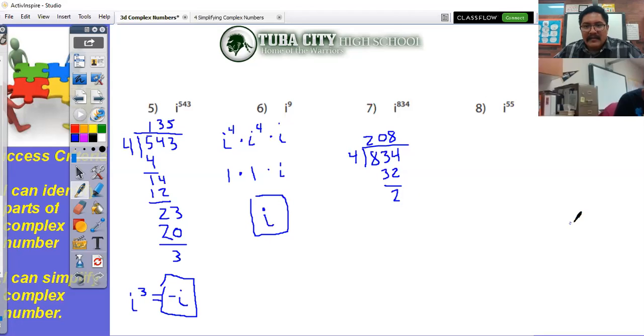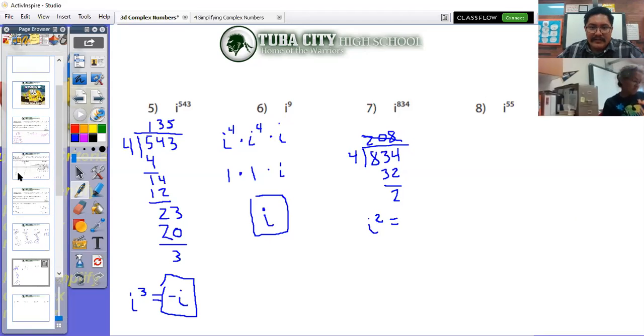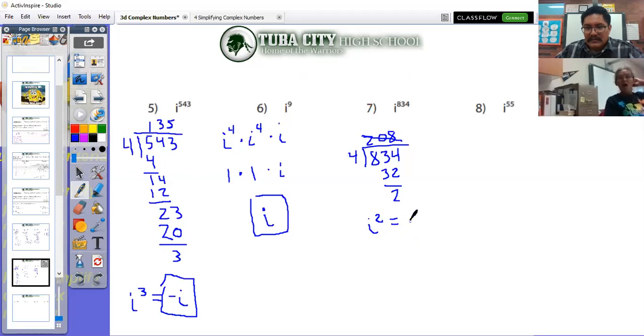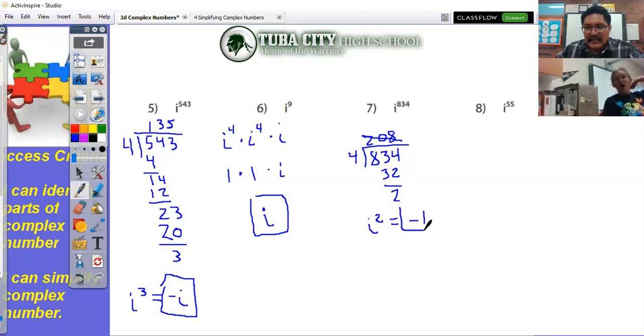Subtract that. And again, it's 208, but we're really focused on the remainder. That's the part that it becomes equivalent to. So in this case, I get i squared, which is going to be, and again, if you're not sure, always go back to the chart. i squared is -1. So the answer for this one is -1.